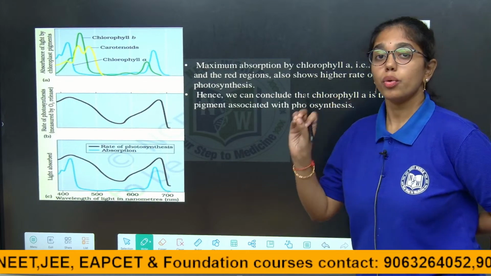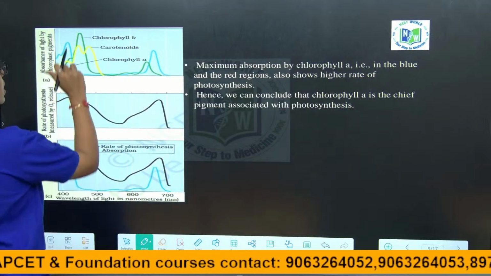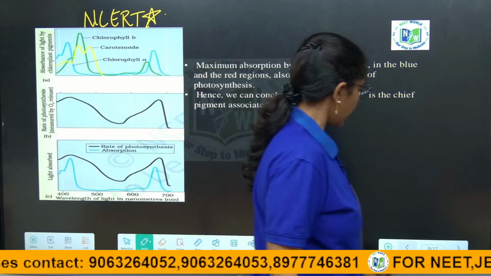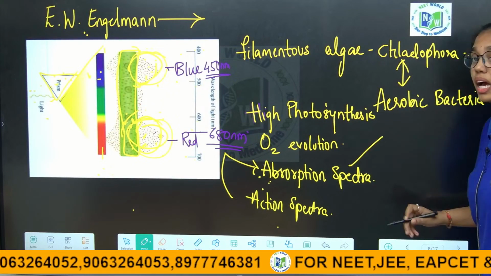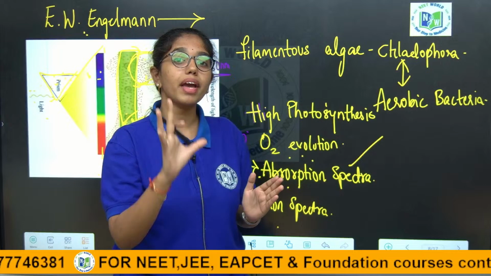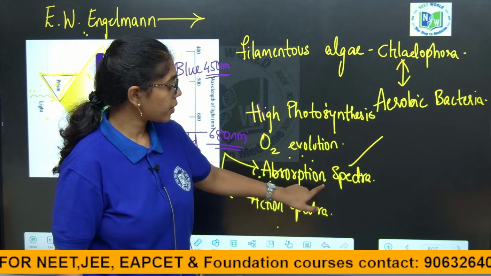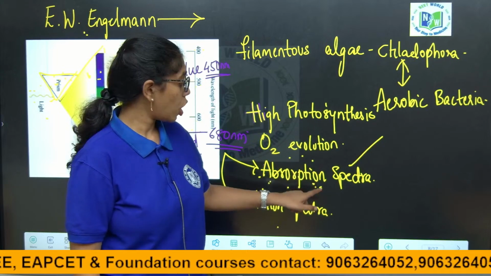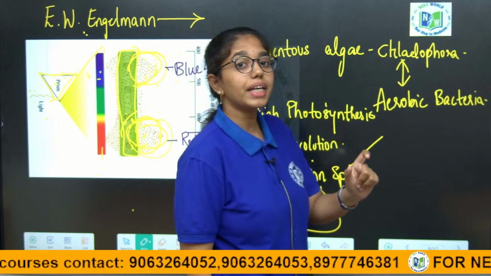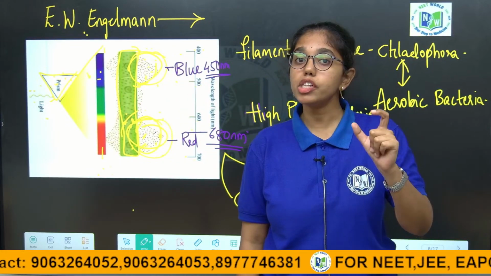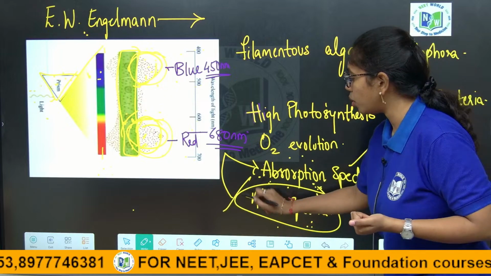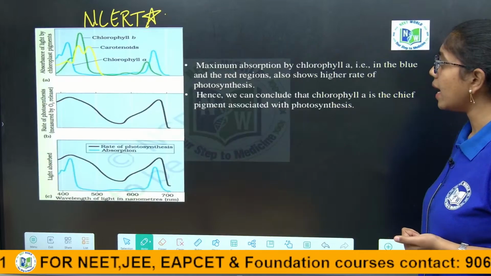Next. After knowing action spectra and absorption spectra, this graph is given in our NCERT, which is very important. Firstly, what are action spectra and absorption spectra? Absorption spectra will give you information about different pigments absorbing different wavelengths of light. Action spectra will give you information about the pigment which is conducting a high amount of photosynthesis at which wavelength. This is the difference between action and absorption spectra.